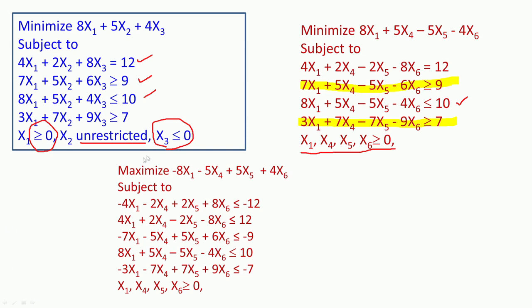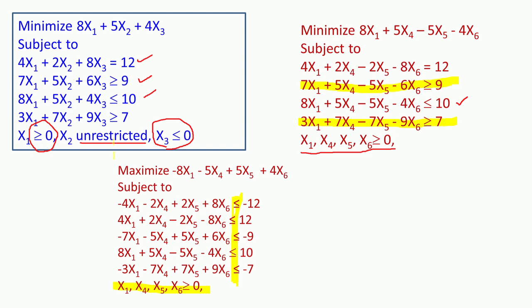Now we wrote the primal in a form where all the variables are greater than or equal to, and all the constraints are less than or equal to. Now we know how to write the dual to a primal of this form, and then we wrote the dual to the primal of this form.